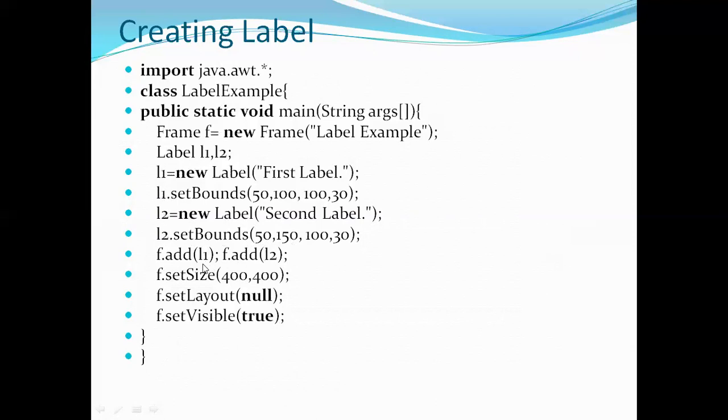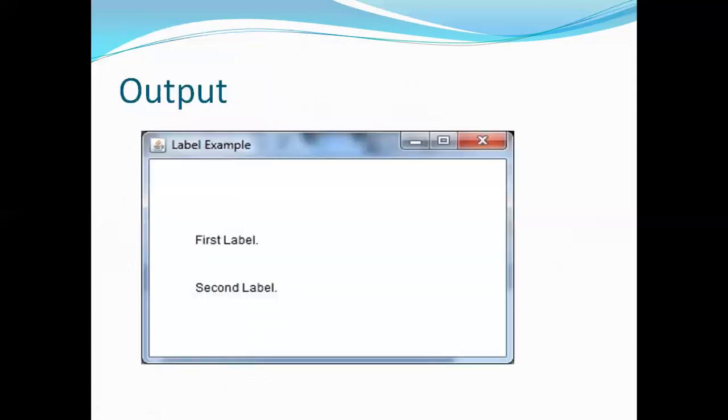These two labels should be added to the frame. For that I'll write f.add(L1), f.add(L2). So L2 label is added to the frame, L1 label is added to the frame. Next I'm setting the size of the frame using the method called setSize. Next setting the layout, next setting the visibility. So this is how you include the labels in your frame. So your output is this one. It's very simple to understand.